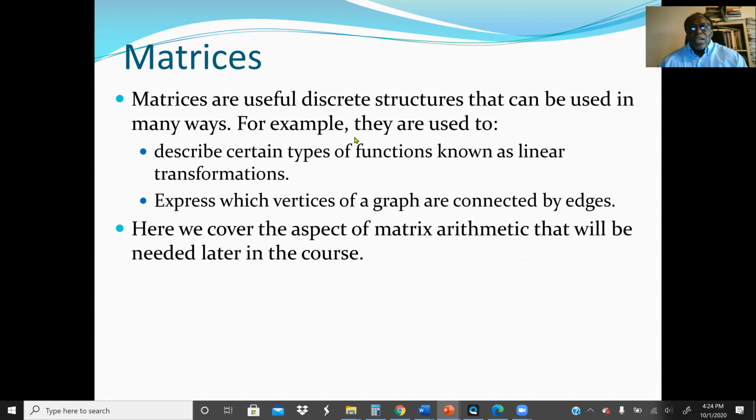So from here, we can say that a matrix in a computer programming language can be a 2-dimensional array. In a matrix, normally the data are arranged in the form of a table, which consists of rows and columns. Now, if we take any programming language, we can arrange data in tabular form, in the form of rows and columns, using a 2-dimensional array. So here we're also going to cover the aspect of matrix arithmetic that will be needed later in this course, especially when we cover graphs.